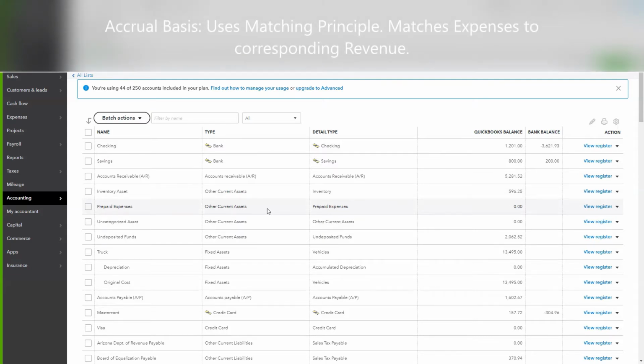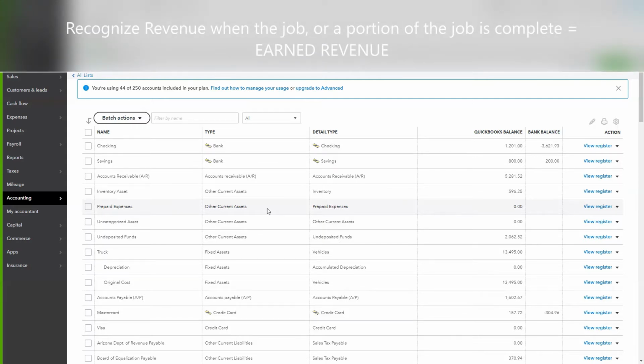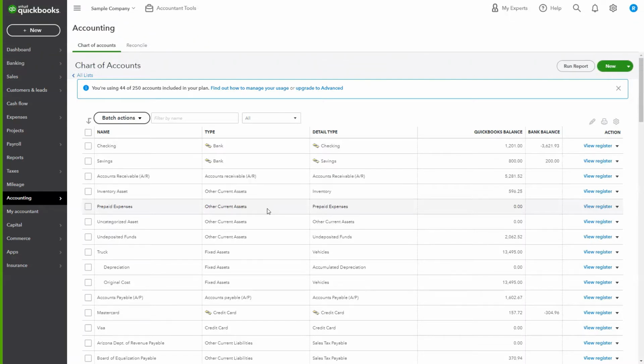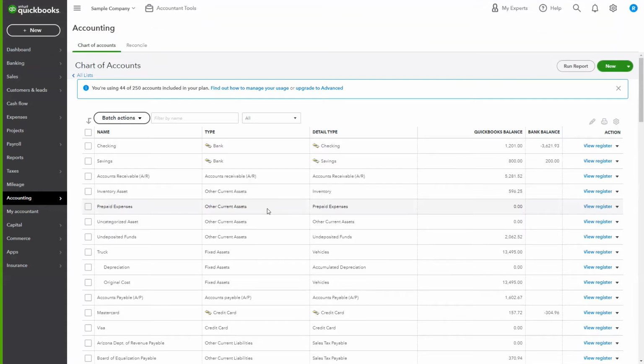Accrual means you're going to recognize the revenue when it's earned. When you send an invoice to a customer, you're going to recognize that revenue at that time and not when it's actually paid. Likewise, with expenses, you're going to recognize the expense when it's incurred, so that means when the bill is received, instead of when it's paid. Cash basis is the opposite.